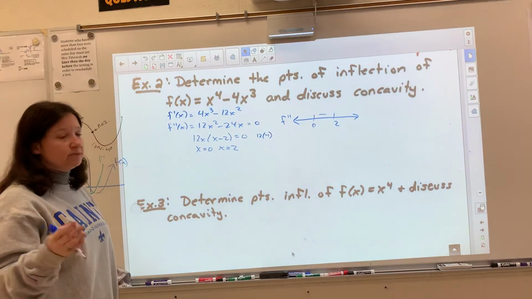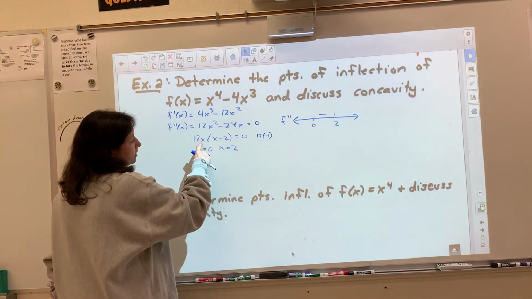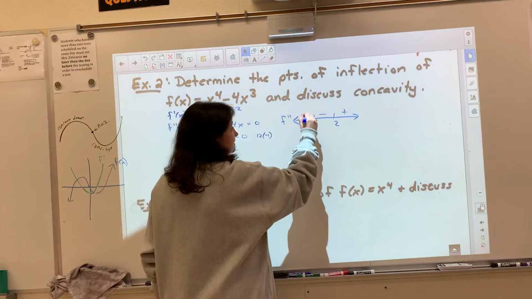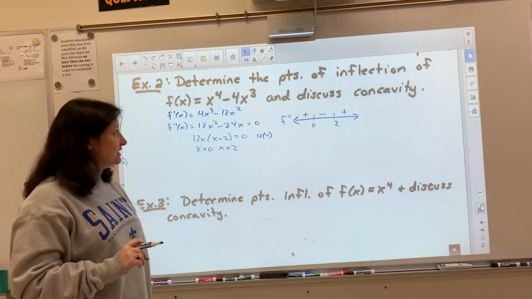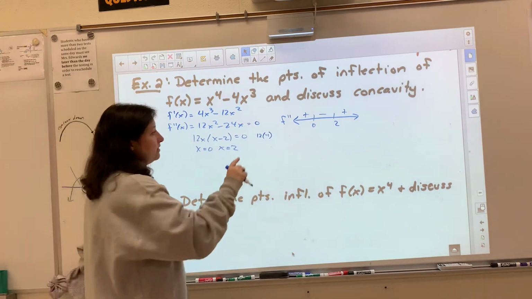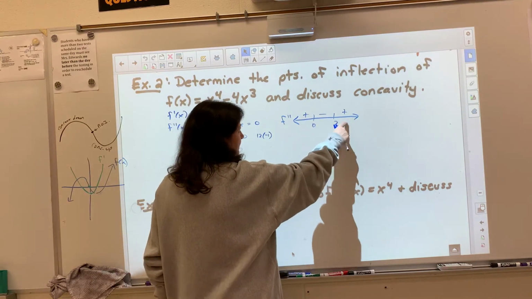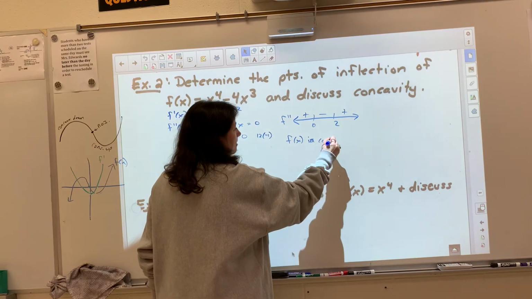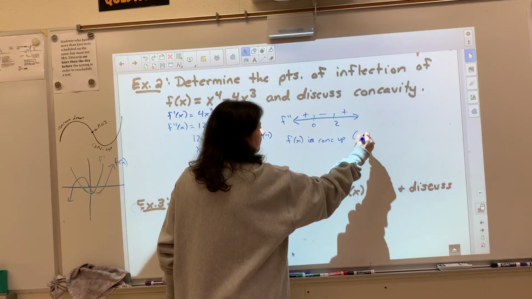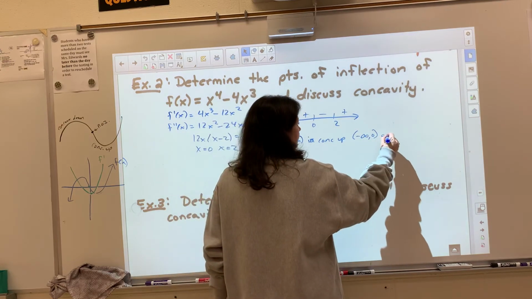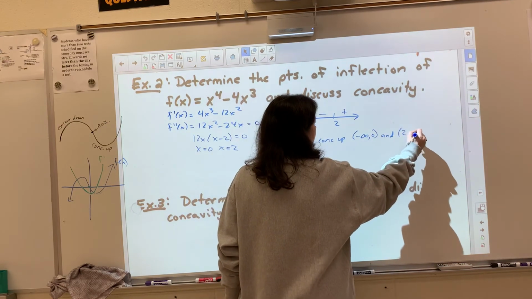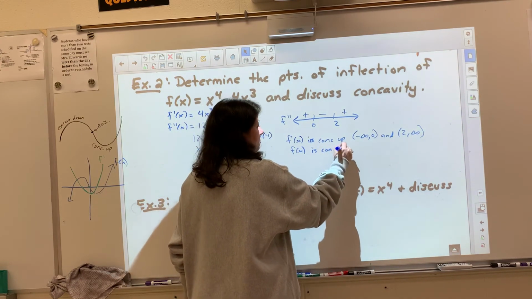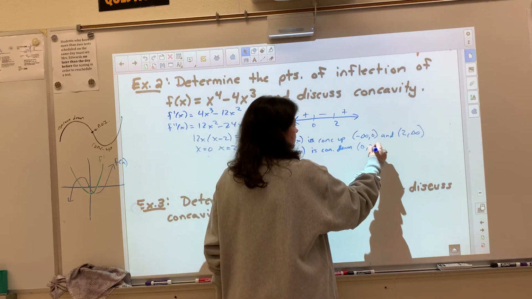Are either one of these double roots? No. So they will switch signs, but you can always check. Plug 3 in, you get a positive times a positive. Plug -1 in, you get a negative times a negative, which is positive. The concavity does indeed switch because I went from positive to negative to positive. So on the original, F is concave up from -infinity to 0 and from 2 to positive infinity. And F is concave down from 0 to 2.